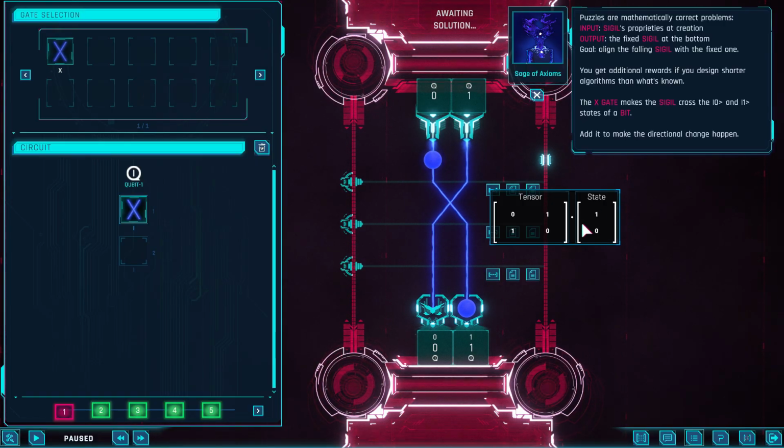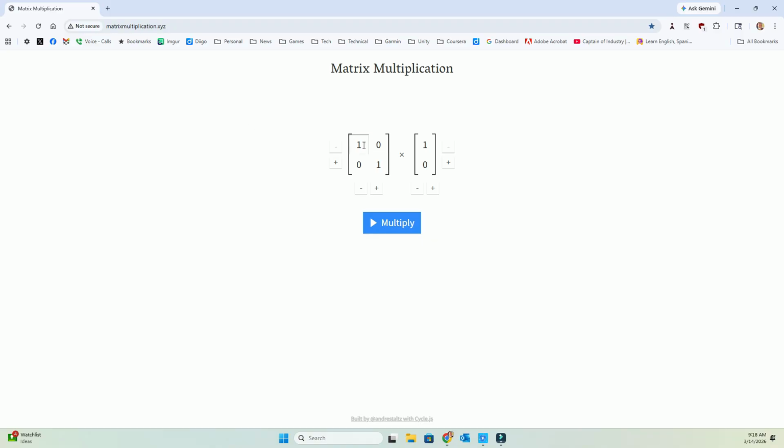So let's now go back to our web page and see how this operation works. Change the ones to zeros and the zeros to ones.